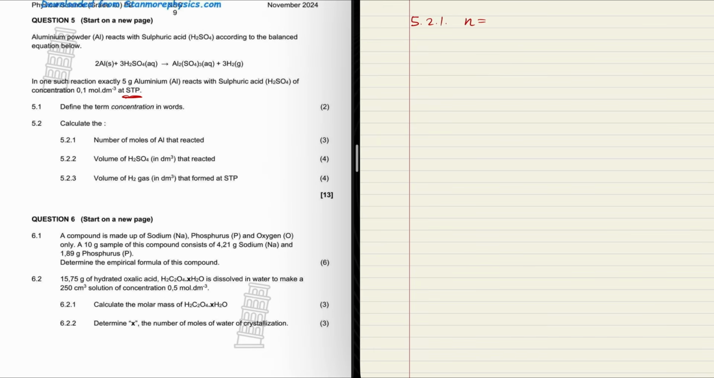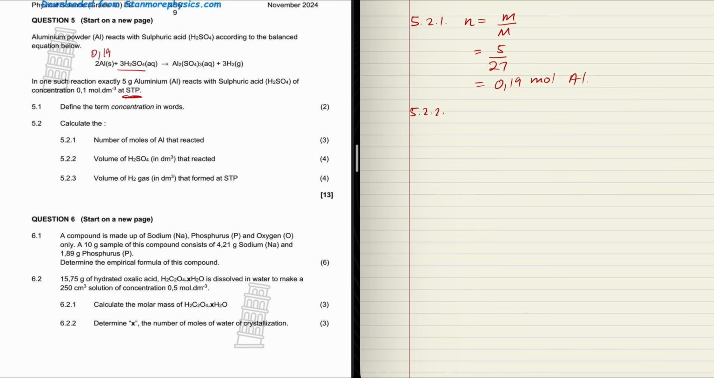So number of moles is equal to the mass divided by the molar mass. The mass of aluminium was 5, and the molar mass is 27. So that gives me 0.19 moles of aluminium. Question 5.2.2, calculate the volume of H2SO4 in dm cubed that reacted. So we know the number of moles here is 0.19, and then we can do a mole ratio.